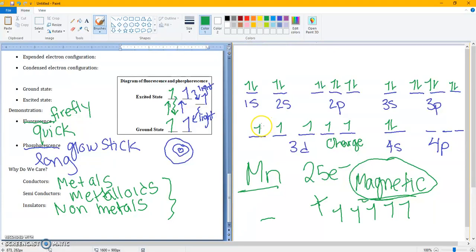Now, if I change this instead to zinc, you can tell that I no longer have that charge. So zinc is not magnetic. So when we're talking about properties of magnetism, we can use our orbital diagrams to see if they have any similar characteristics in the d orbital that would cause them to be magnetic.